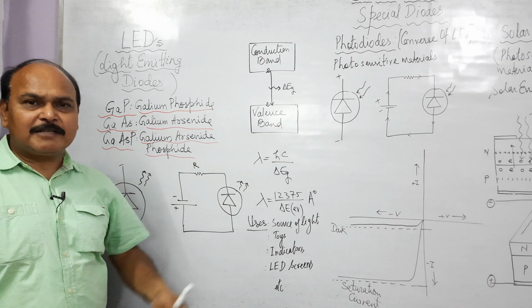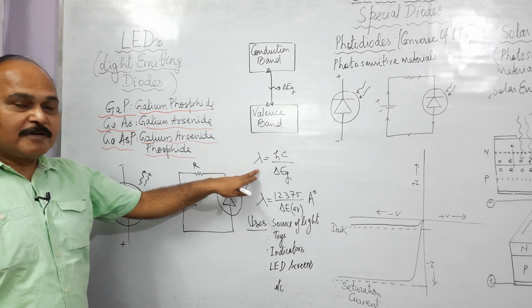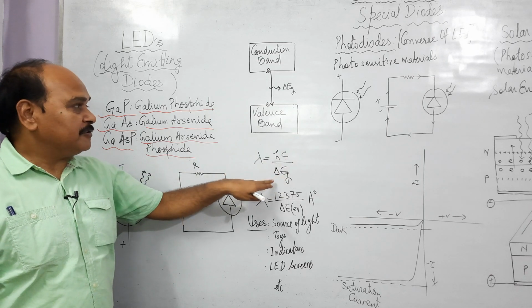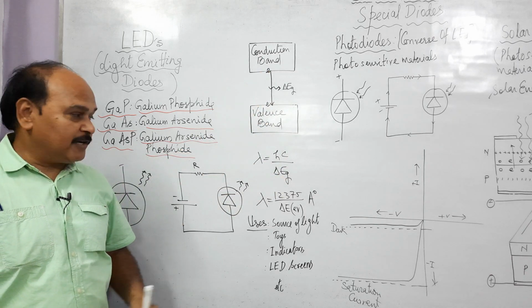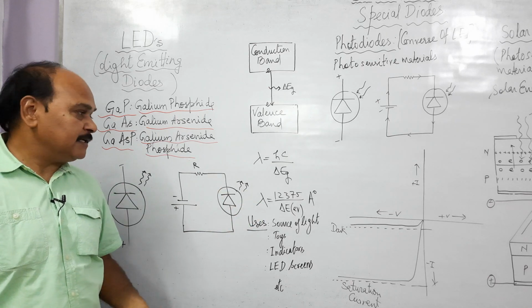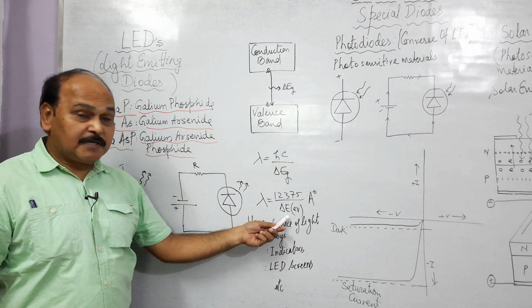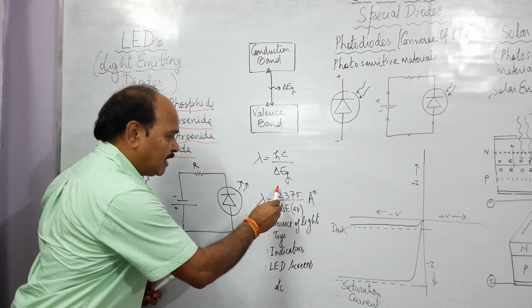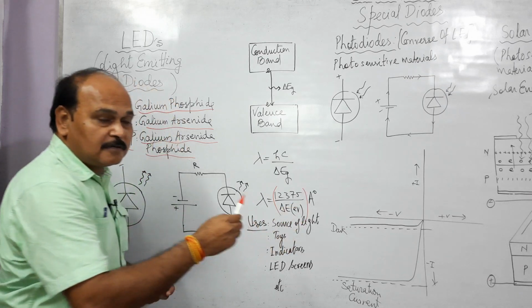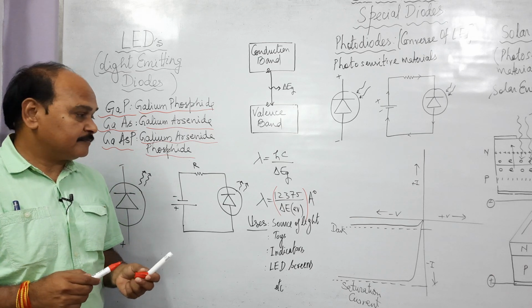So what is the wavelength emitted by an LED? The wavelength emitted by an LED is hc upon this energy difference between the conduction and valence band. We can also find the wavelength emitted by an LED by the formula 12375 upon the energy liberated in electron volts, and we'll get this wavelength in Angstrom. This is the very famous conversion formula which we studied in the photoelectric effect.